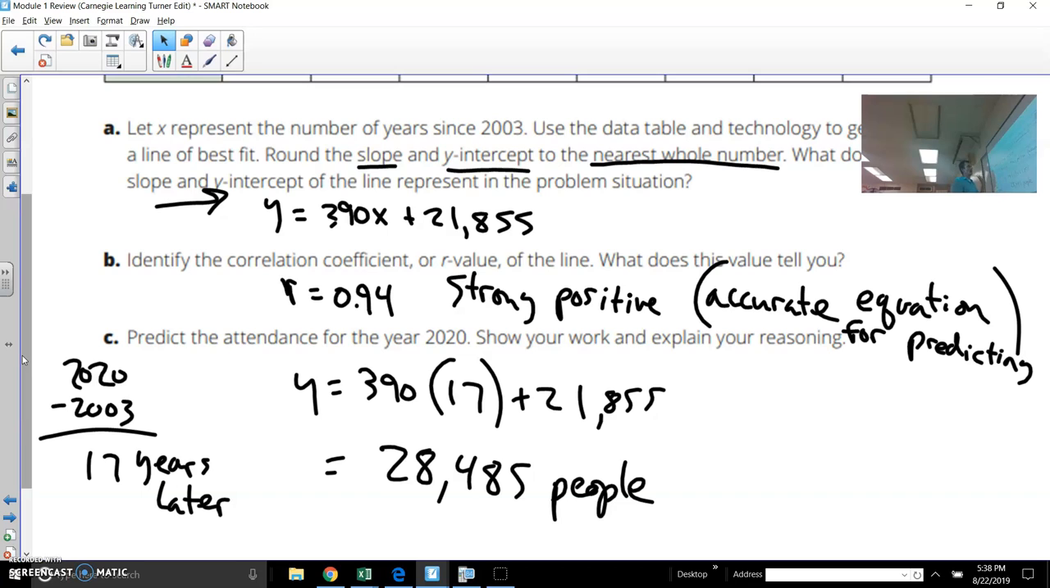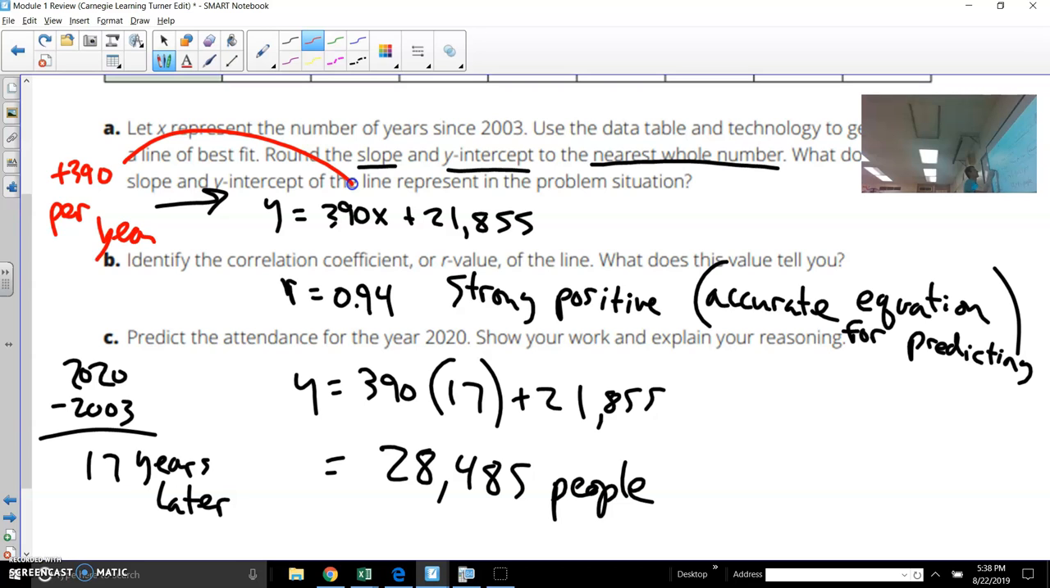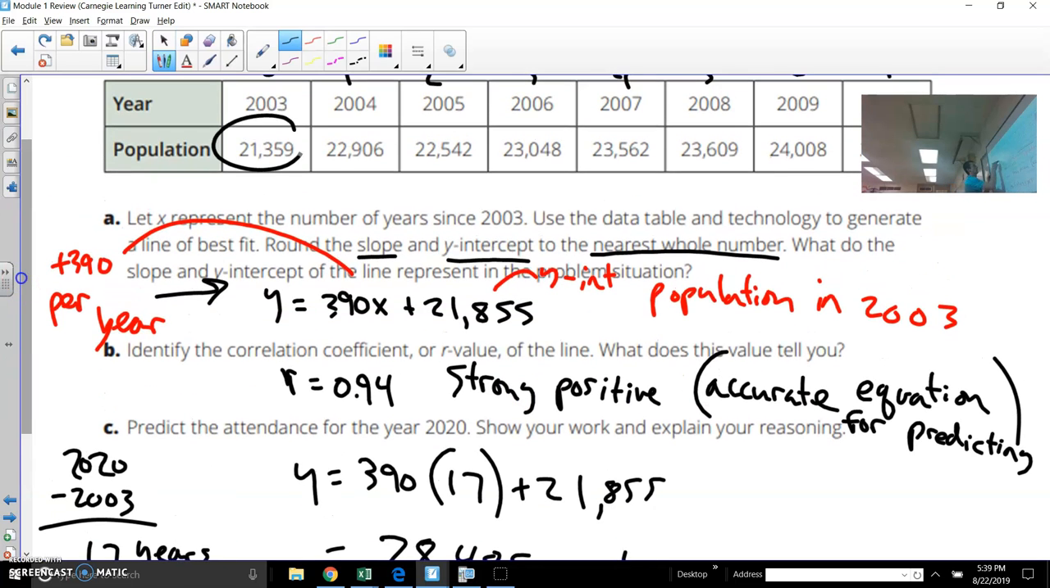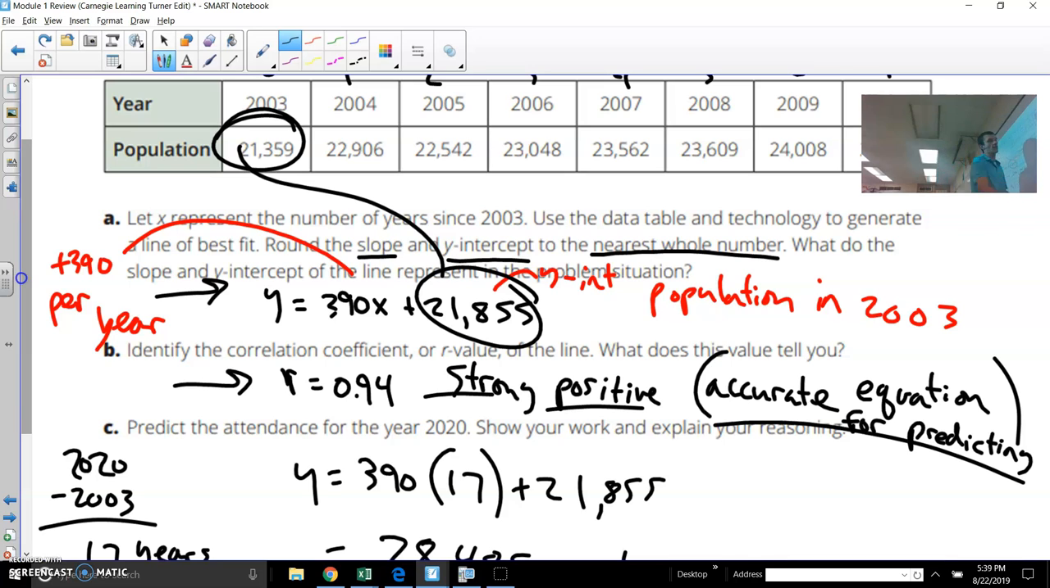And so it also asks me to talk about what the slope and the y-intercept represent. This number is the rate of change, 390 people added to the population per year. And this number represents the y-intercept, or the initial population in the first year, which is 2003. Notice that those numbers are very close. These numbers are extremely close. And that is because the equation is awesome. 0.94 is a very strong positive equation, meaning it's very accurate for predicting.